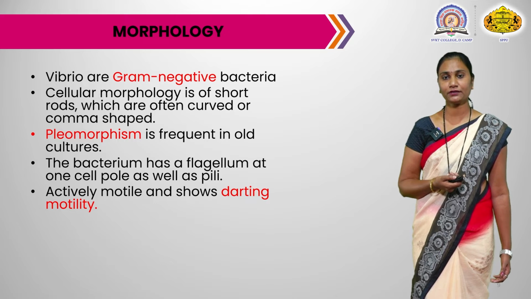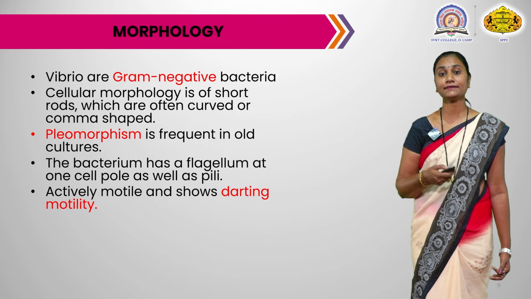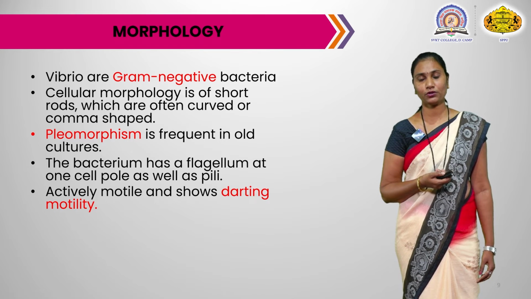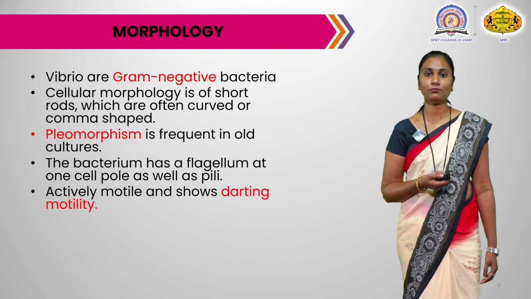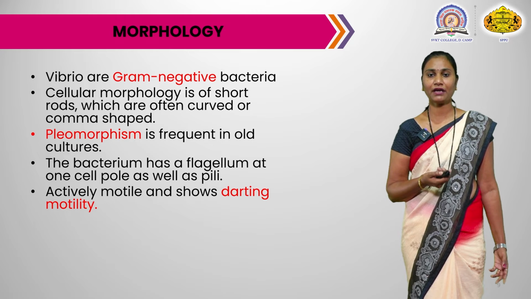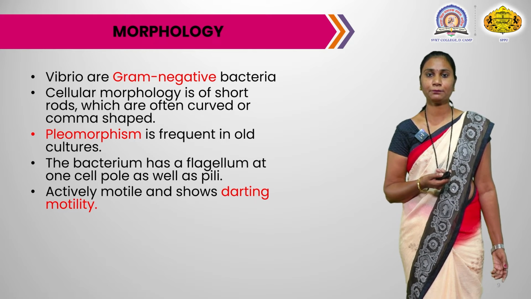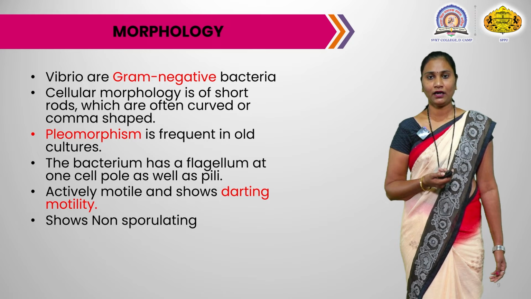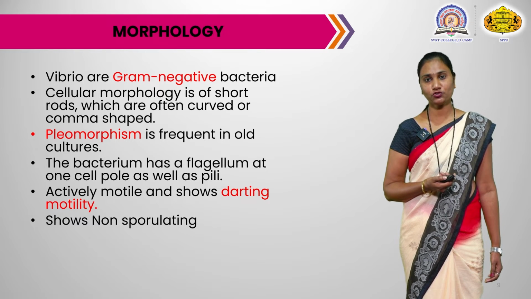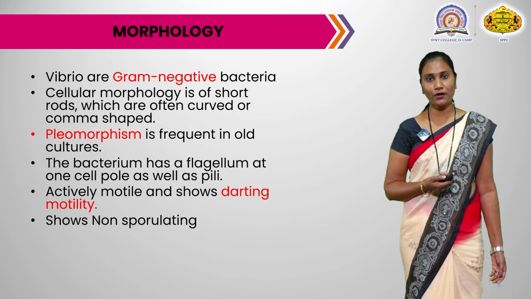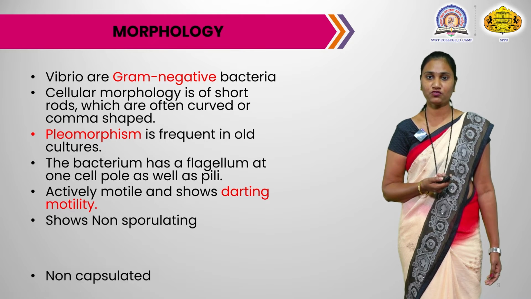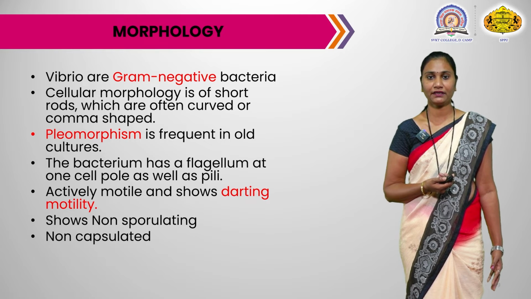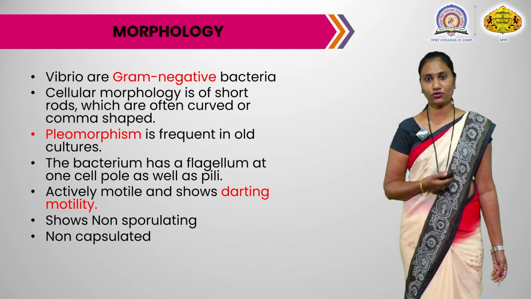As I told you, the organism is motile and a characteristic motility is performed by it. That characteristic motility is called darting motility. The name darting motility is given because it resembles the movement of a dart. This organism is non-sporulating. Even though it is a rod, it doesn't form any type of spore, and it is non-capsulated. So the capsule doesn't play any role in the pathogenesis of this organism.